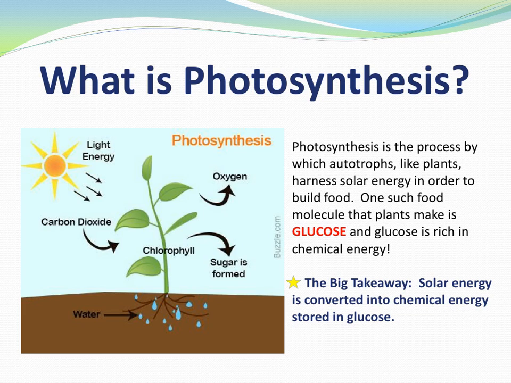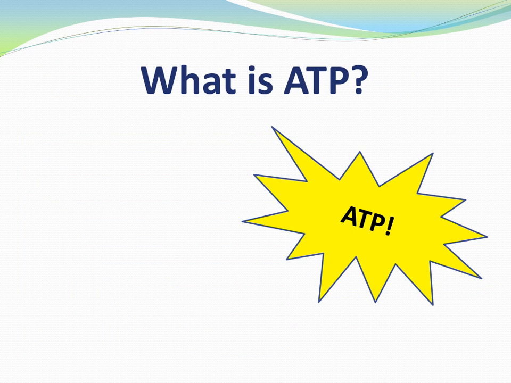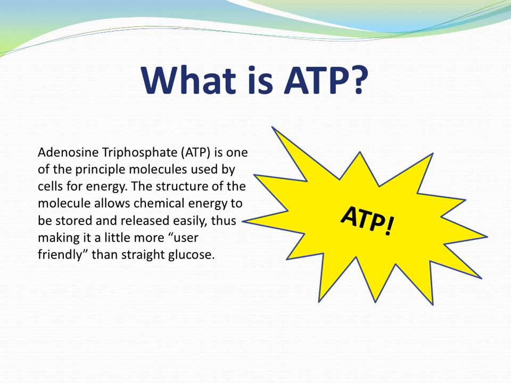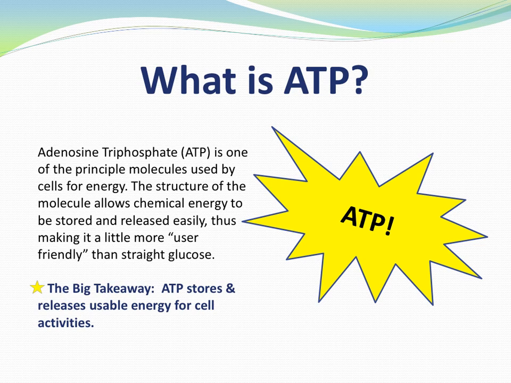And while glucose is certainly important, there are other important molecules such as ATP. So what is ATP? Adenosine triphosphate, also known as ATP, is one of the principal molecules used by cells for energy. The structure of the molecule allows chemical energy to be stored and released easily, thus making it a little more user-friendly than just straight glucose. The big takeaway: ATP stores and releases usable energy for cell activities.